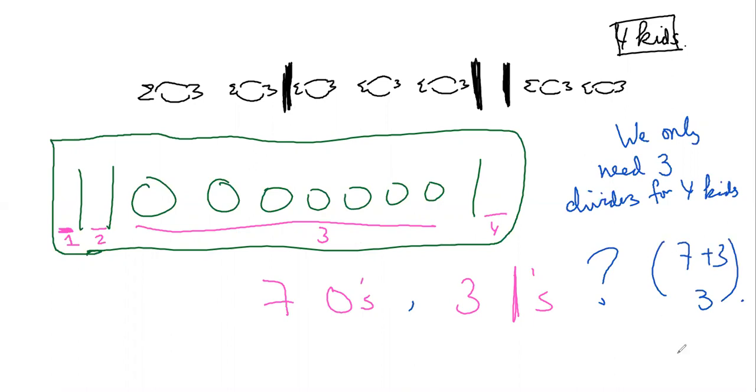But now we extend this to n candies and k kids. But of course, instead of k kids, what are we really dealing with now? Instead of k kids, what do we have? What are we actually organizing, what are we actually ordering here? K dividers. Well, do we have k dividers? We have k minus 1 dividers, correct?